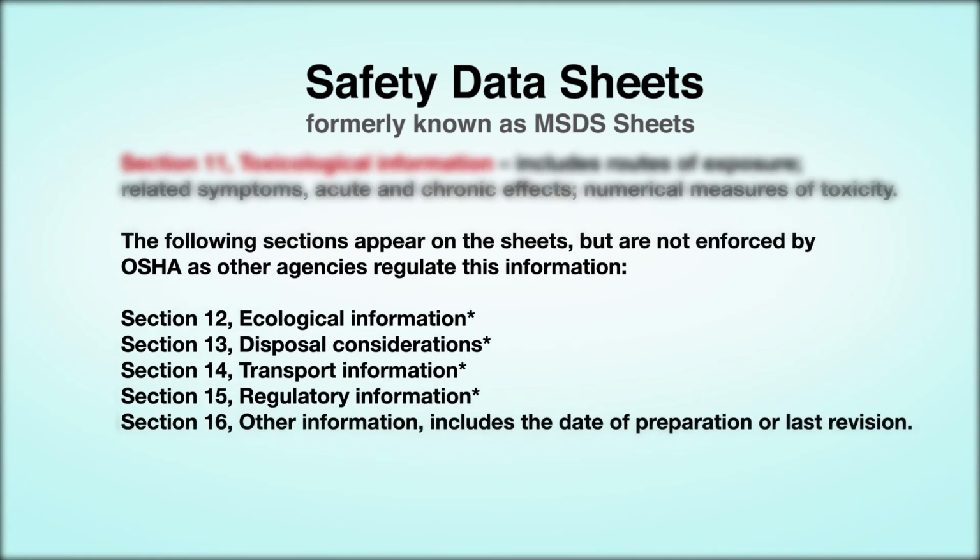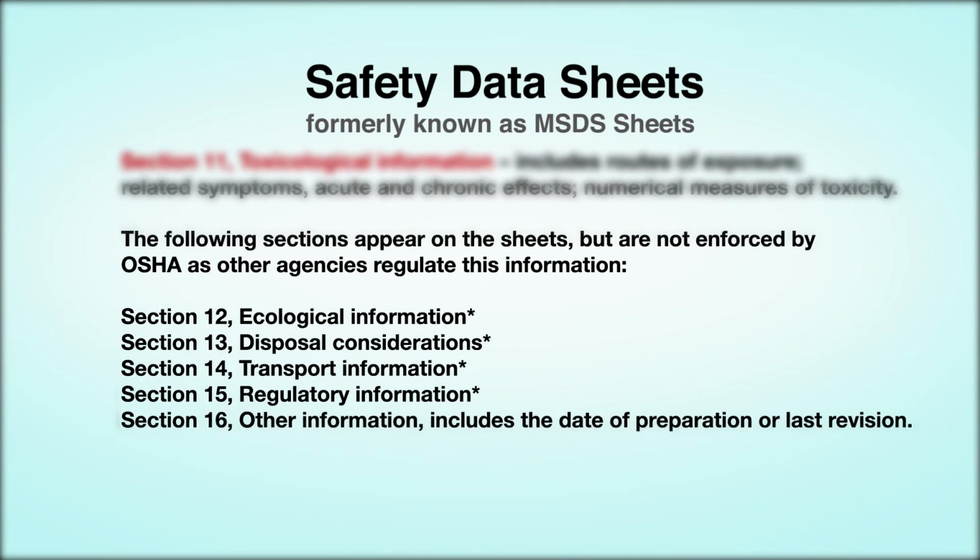The following sections appear on the sheets but are not enforced by OSHA as other agencies regulate this information. Section 12, Ecological Information. Section 13, Disposal Considerations. Section 14, Transport Information. Section 15, Regulatory Information. Section 16, Other Information, which includes the date of preparation or last revision.